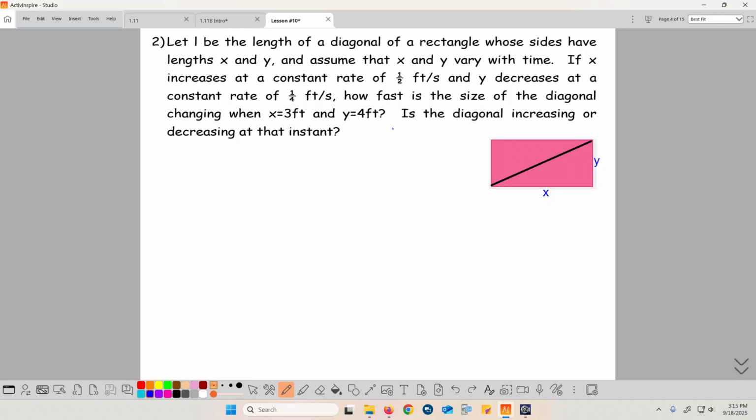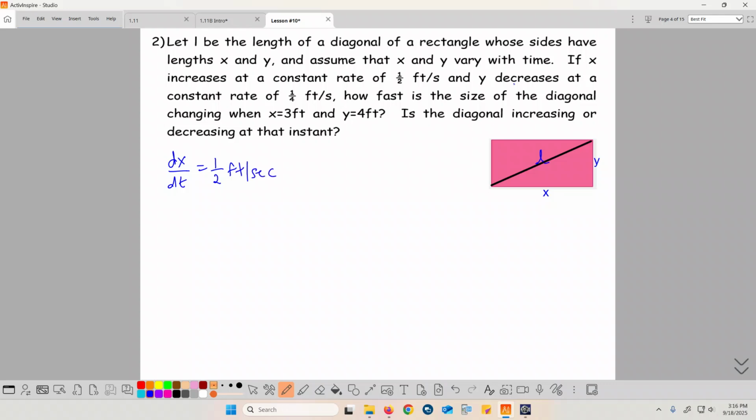Let L be the length of the diagonal of a rectangle whose sides have lengths x and y, and assume that x and y vary with time. So if x is increasing at a constant rate of 1/2 feet per second, well then that's a given, right? That's dx/dt, and that we know is positive because it's increasing. That would be 1/2 feet per second, okay?